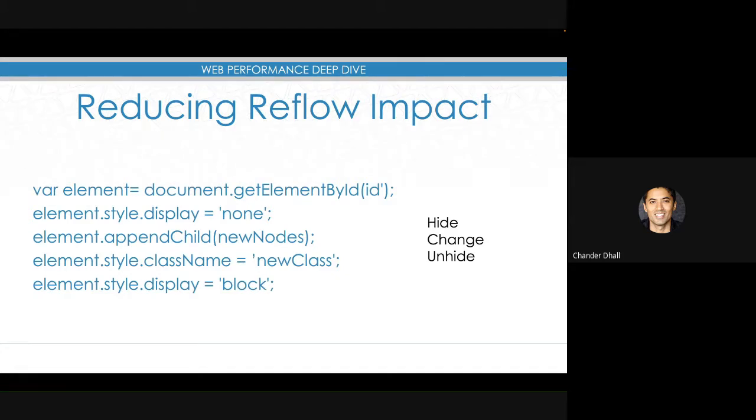And once you're done with all the changes, you can do the last line, which is change the display to block. So in these three scenarios, what do we do? We took everything in memory, made it happen, and we now published it. Now we have the reflow, and it's way faster, and you will never have performance issues whatsoever.